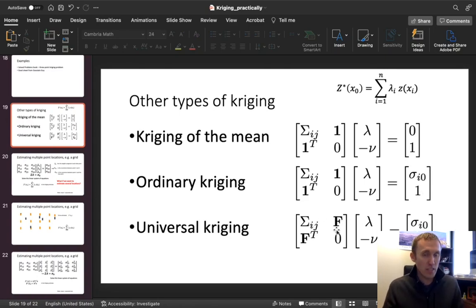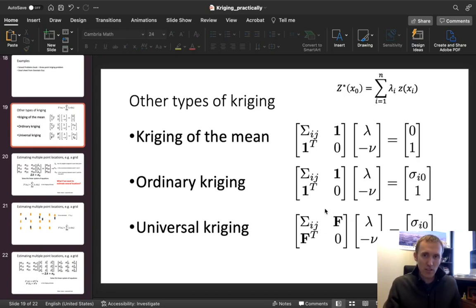And these F's are basically the spatial model for the drift. And I'll use drift and trend interchangeably. Usually people like to say drift for Kriging for some kind of spatial basis functions that they're using in addition to the spatially correlated part. For me, drift and trend are the same thing, so I'll just say either one.